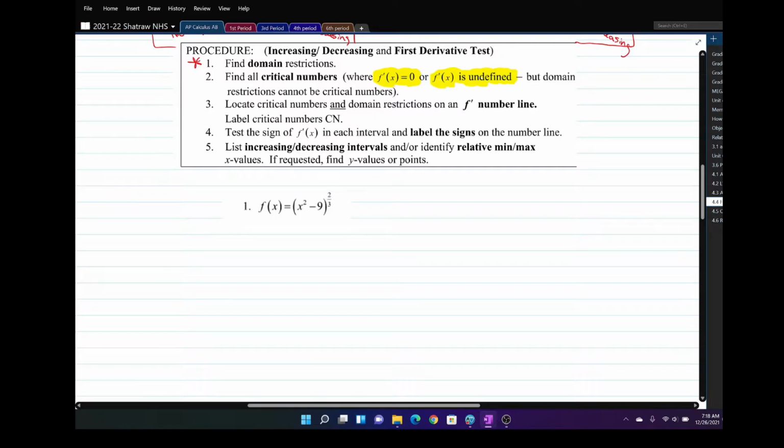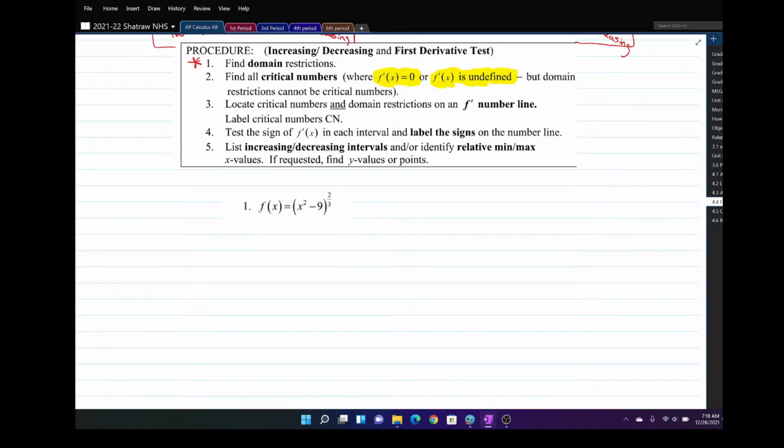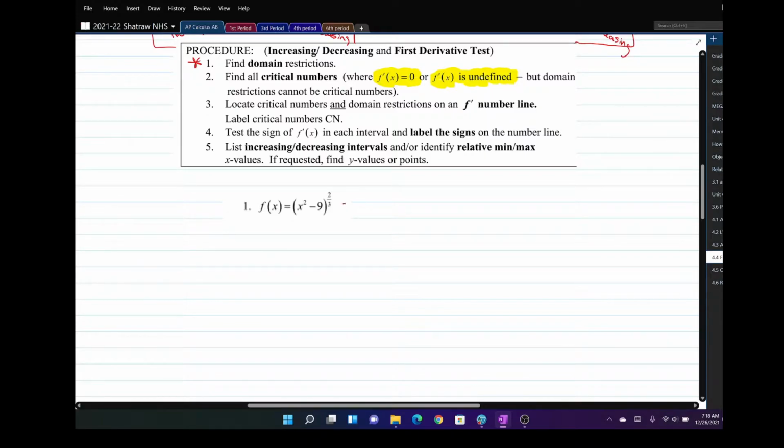So his procedure says let's list our domain restrictions. And when we list our domain restrictions, we take a look at the function and try to decide are there any values that we can't have. And let me rewrite this function really quickly so that it looks like it is actually a cube root. And the stuff on the inside is squared and the cube root's on the outside.